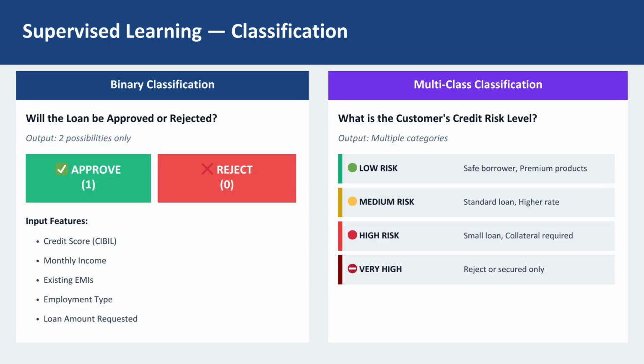See the difference? In binary, you get a yes or no. In multi-class, you get a different category, and that allows the bank to make smarter, more personalized decisions. On AWS, services like Amazon SageMaker and Amazon Fraud Detector are used to build and deploy these classification models at scale. So the next time you apply for a loan and get an instant decision, that's not a human making that call. That's a classification model trained on millions of past applications doing the work in milliseconds.